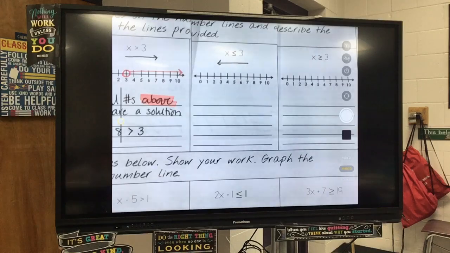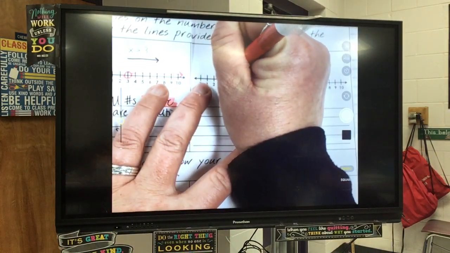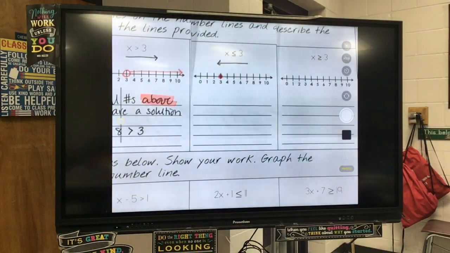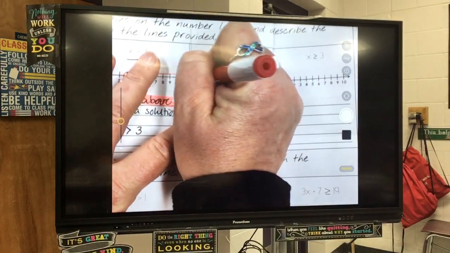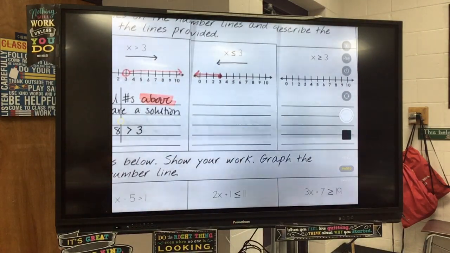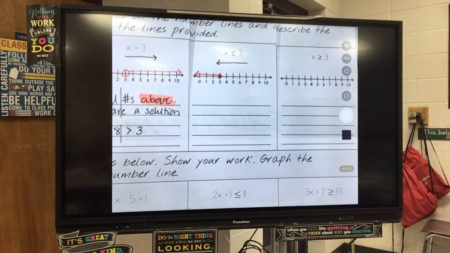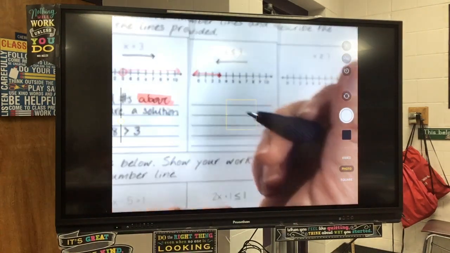Are we using an open circle or a closed circle? Leah? Closed. How do you know? Because it's less than or equal to, so we can include that number. All right, I'm going to the left. And then Leah, give me a number to the left of 3 that makes the statement true. 1 is less than 3.